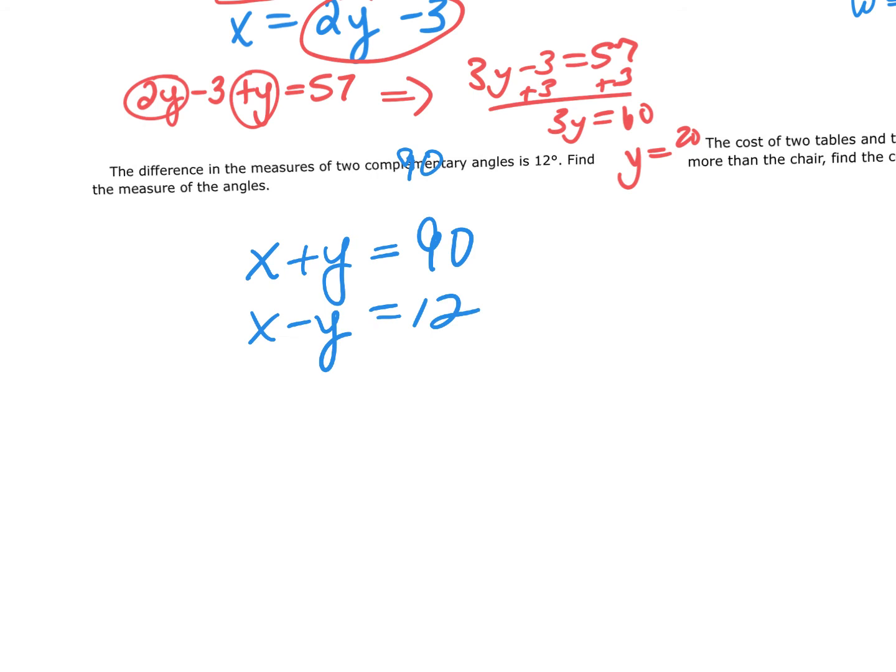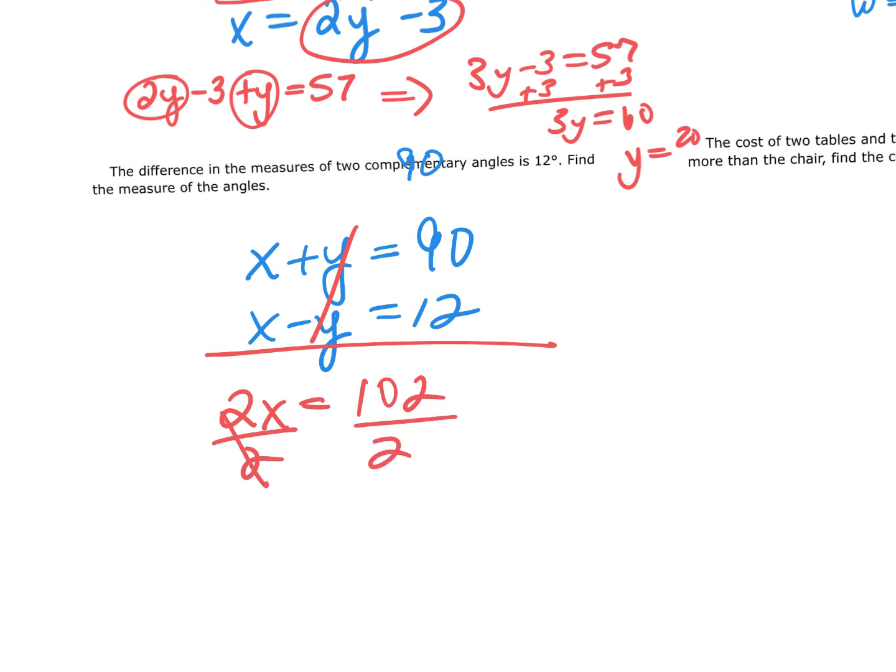Can I solve this? Can I just do elimination the way it's already set up nice and pretty? X is on top, Y is on top. So look, I can eliminate this. I get 2X equals, what's 90 plus 12? 102. How do I solve for X? So X equals 51.